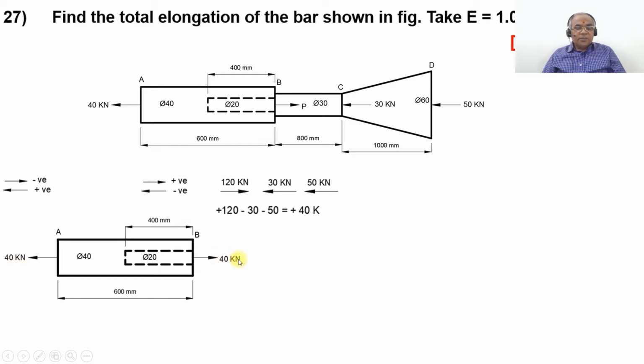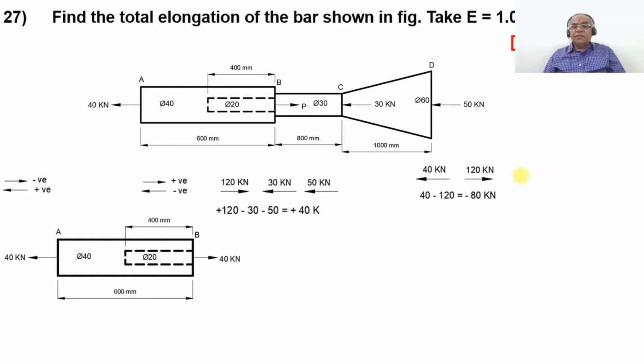Now the specimen AB has 40 mm diameter, and an internal bore of diameter 20 for 400 mm length, and this 40 mm diameter is for 600 mm length. It will be tensile in nature. When you consider the second segment, BC, there is a load acting toward the left side and a load acting toward the right side. One is toward the left side, 40 kilonewton, and one is toward the right side, 120 kilonewton. According to the convention, 40 minus 120 is minus 80.